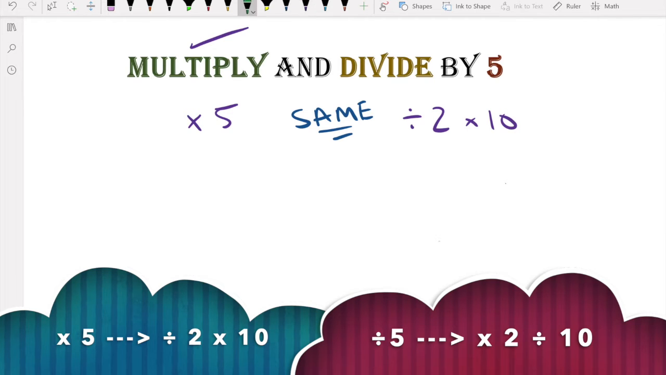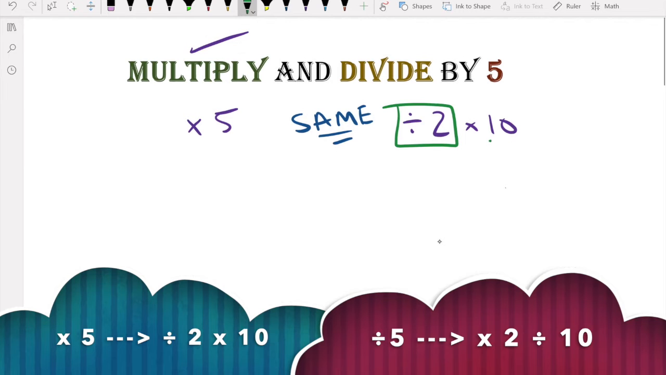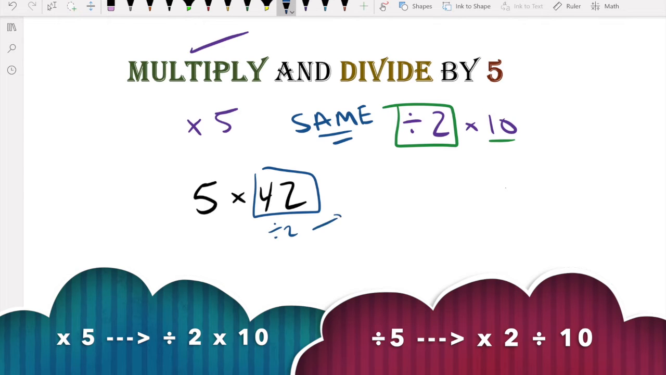So for most people, dividing by 2 is something they can do in their head. It is mental math. It's easier just to halve a number, and then multiplying by 10 is very straightforward because we work in a base 10 number system. So for example, let's start with an easy one, 5 times 42. You take 42 and divide it by 2. That gives you 21, and then you multiply it by 10, and that gives you 210. So 5 times 42 equals 210.